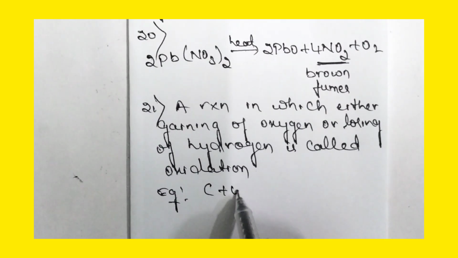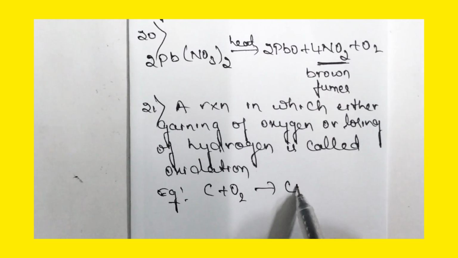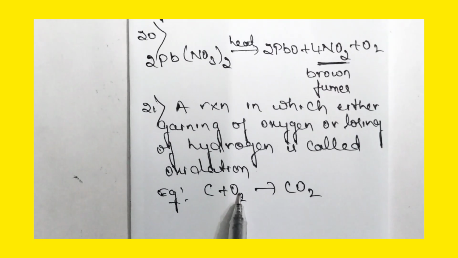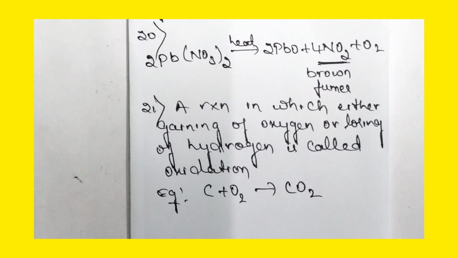So C plus O2 gives rise to CO2. So carbon is oxidized to carbon dioxide. That means carbon gained oxygen. Gaining of oxygen is called an oxidation reaction. It is a simple example I have written for this one. Now let us move to the next question.